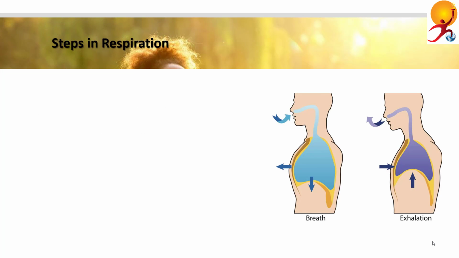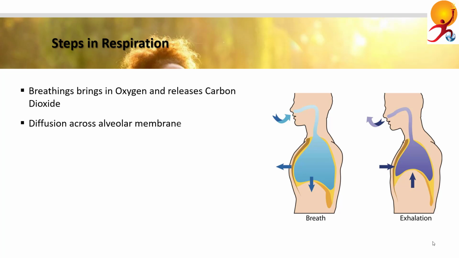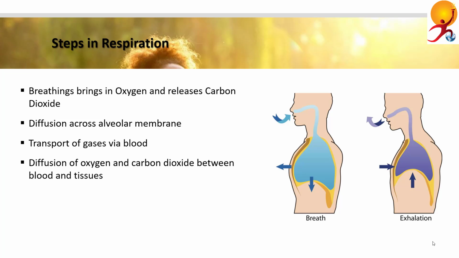Now, the steps in respiration are breathing or pulmonary ventilation, by which atmospheric air is drawn in and carbon dioxide-rich alveolar air is released out. Diffusion of gases across the alveolar membrane is done next. Then gases are transported by blood. Then they are diffused between blood and tissue and finally utilized by the cells for catabolic reactions and resultant release of carbon dioxide.